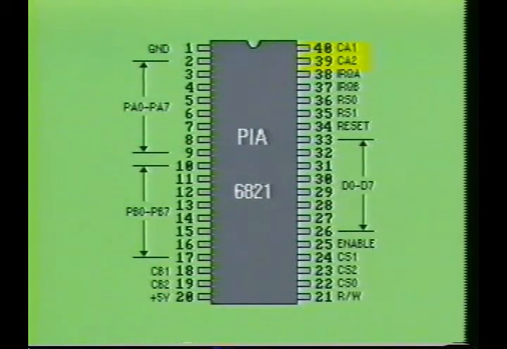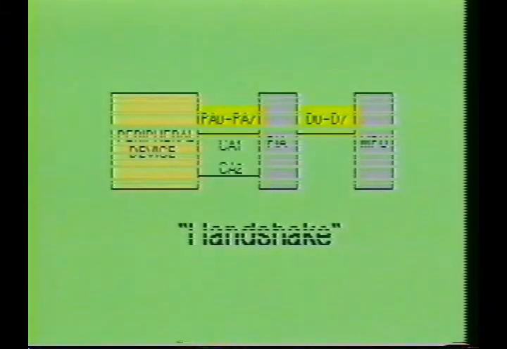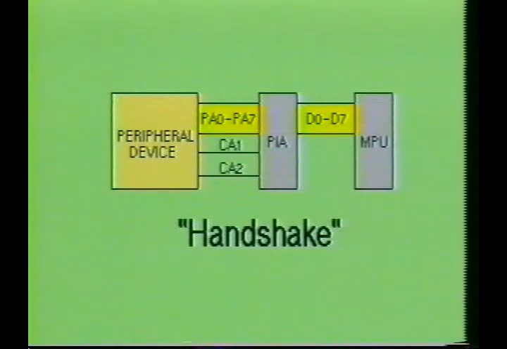Pins CA1 and CA2 are 2 more of the control pins used on this IC. They work together to perform what is known as a handshake. Here is an example of how the handshake works. The handshake begins when the peripheral device places a high on pin CA1 of the PIA. This information is then transferred through the data bus to the MPU.